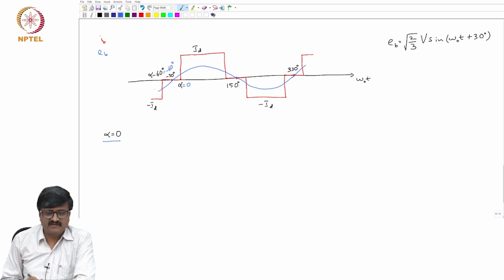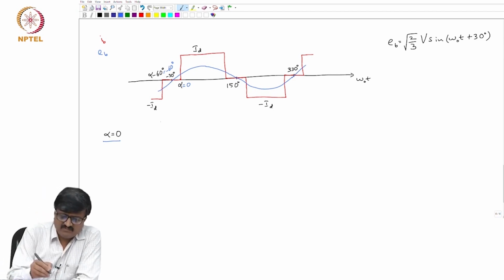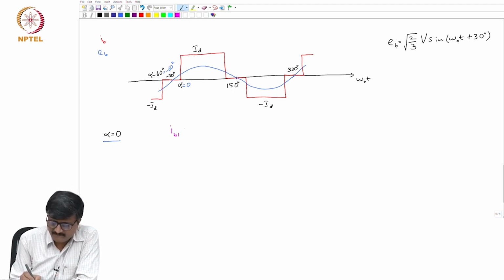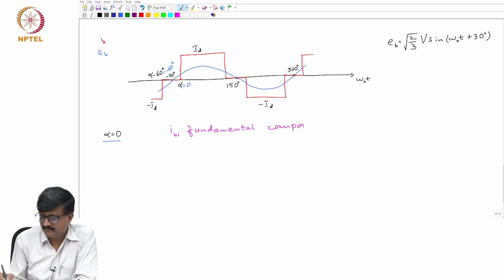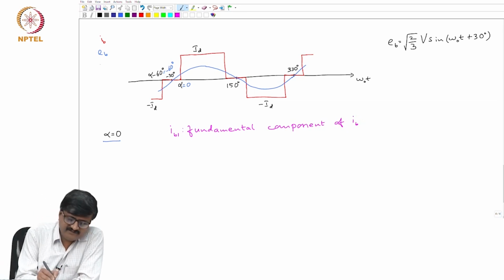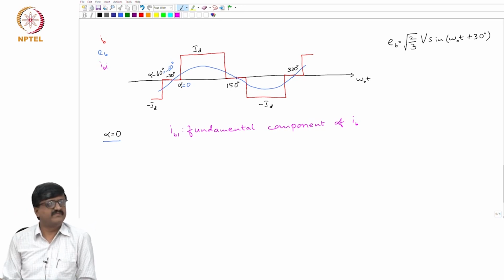So, this is EB. Now, I define one more quantity, IB1. IB1 is the fundamental component of IB. I have already shown IB. If I show on the same figure IB1, which is a fundamental component of IB.